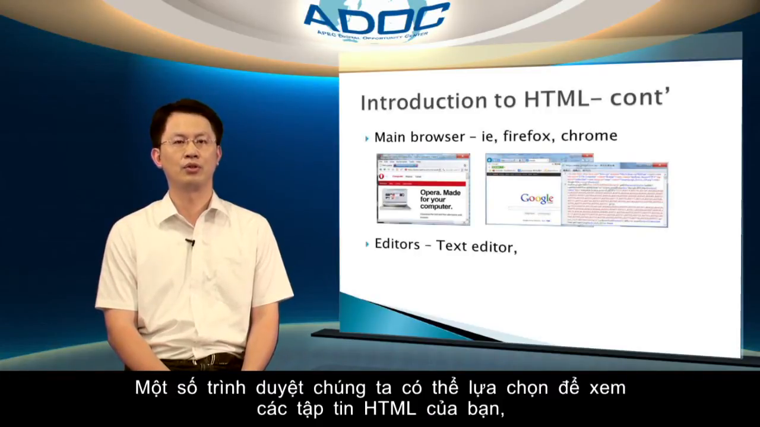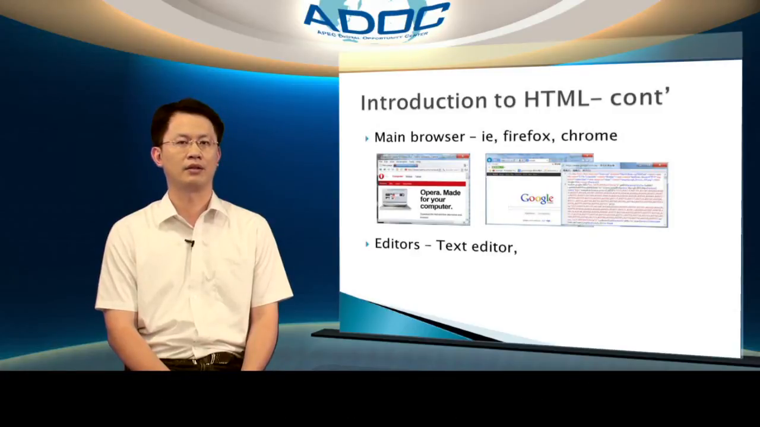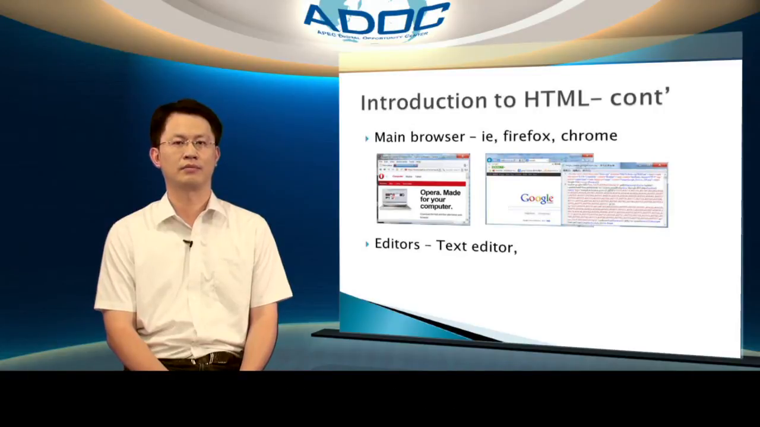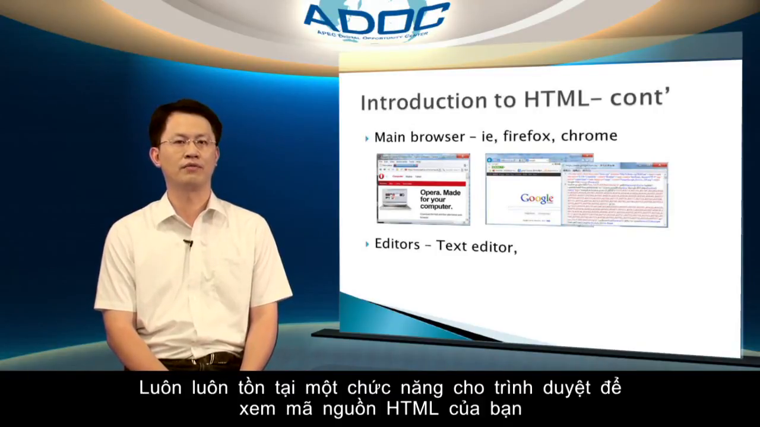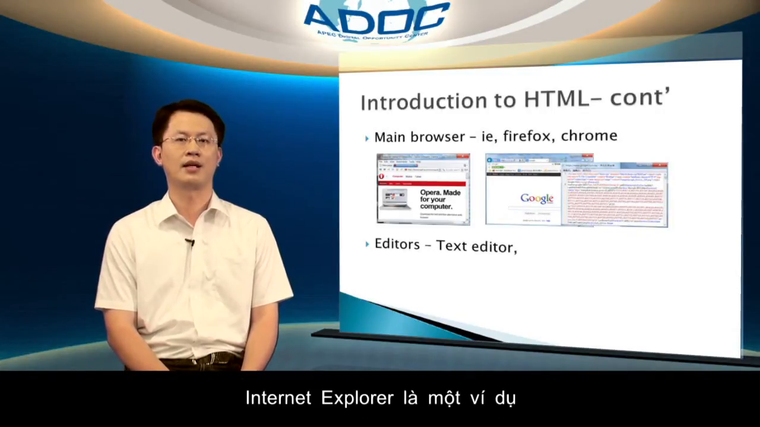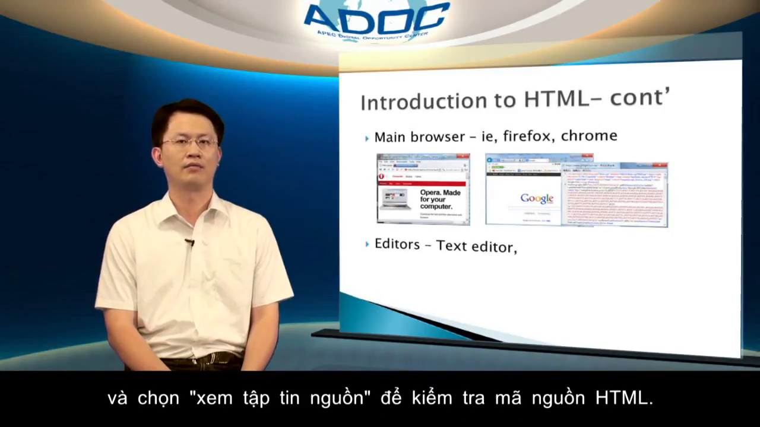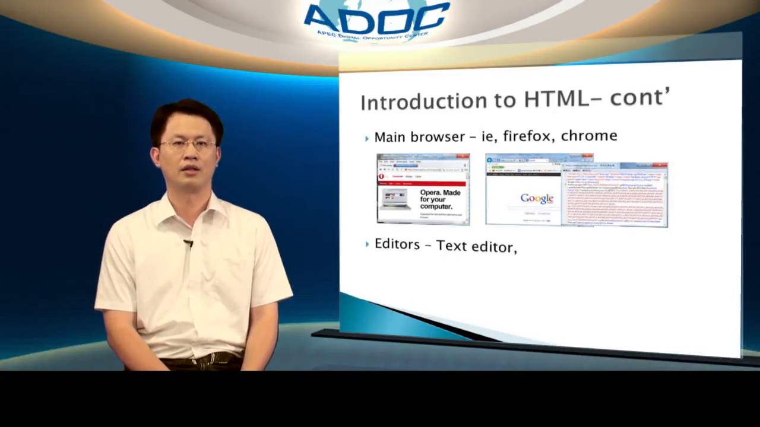Several browsers we can choose from to view your HTML files, such as IE, Firefox, Chrome. For your mobile devices, you can use Safari, Opera, etc. to open the web pages. There always exists a function for the browsers to view your HTML source code. Take Internet Explorer for example. You can see the HTML source by right-clicking the web page and selecting View Source File to check the HTML source.